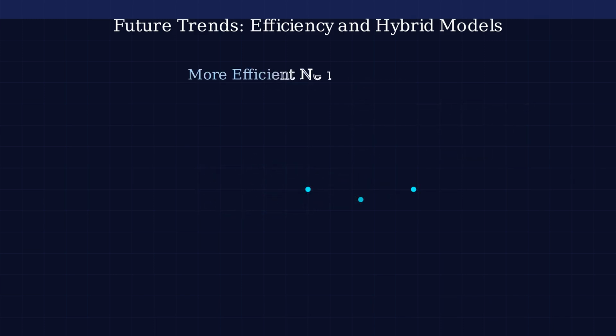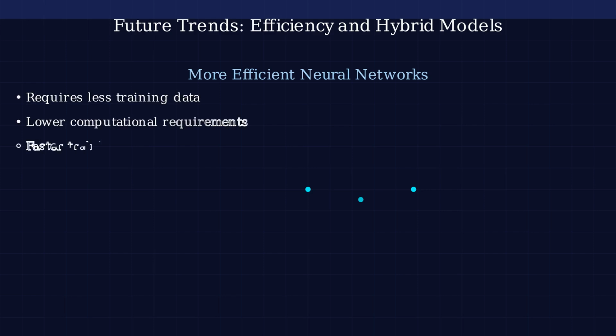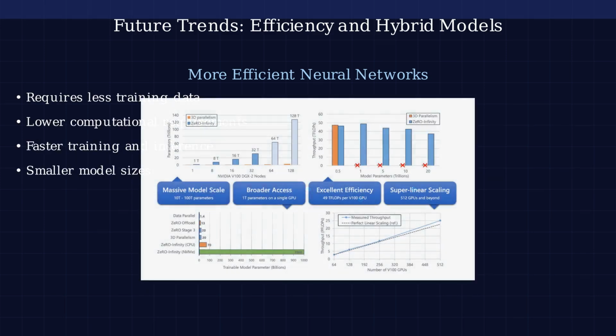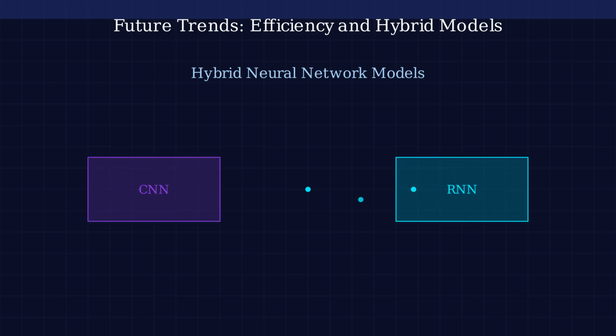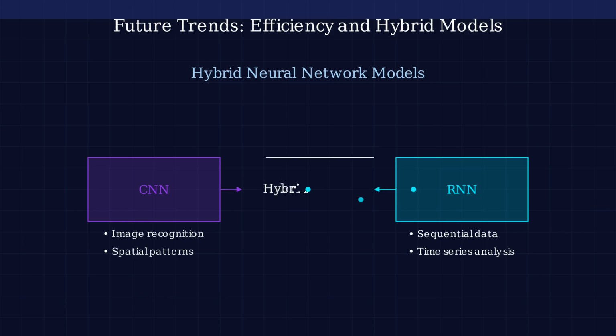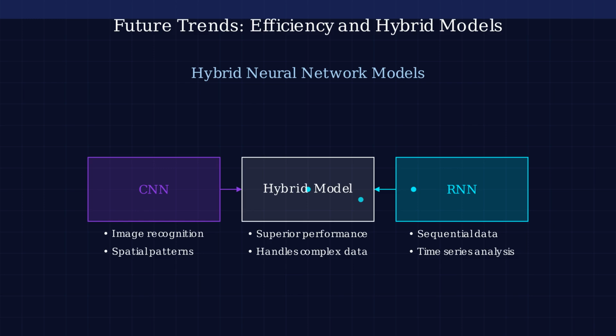A major focus in current research is creating more efficient neural network models that require less data and computational power. These advancements enable training larger models with fewer resources, as shown in these performance comparisons for large language models. Hybrid models, which integrate different neural network architectures, are becoming increasingly common. These models combine the strengths of different architectures, such as CNNs for image recognition and RNNs for sequential data processing.